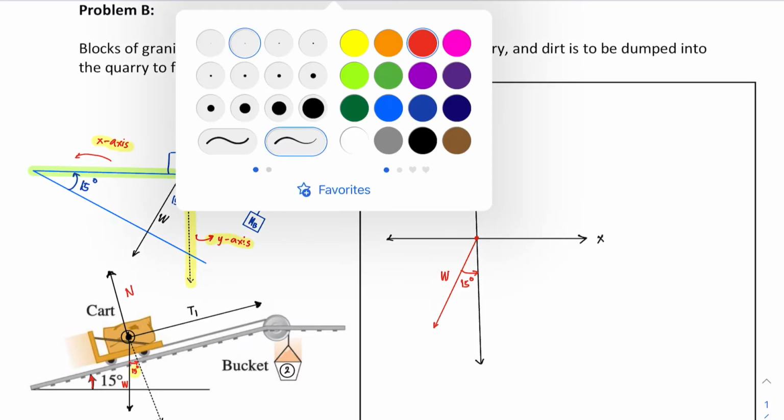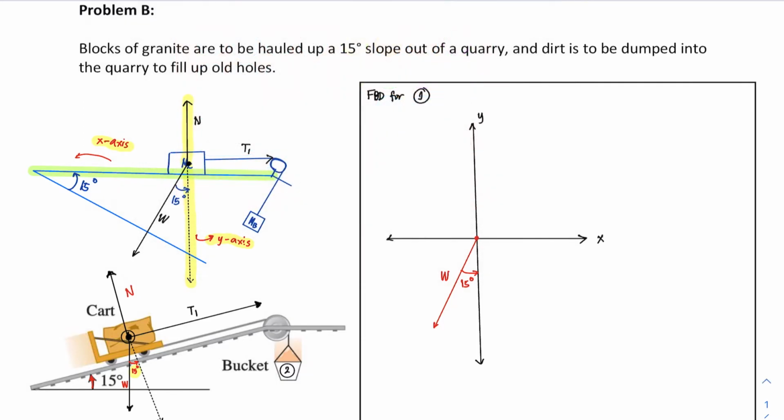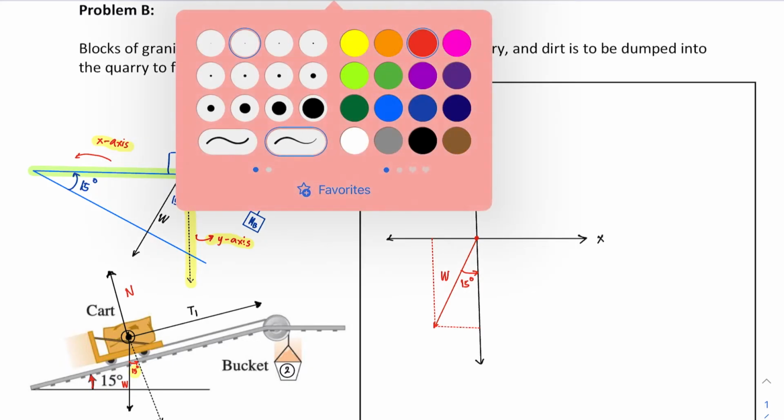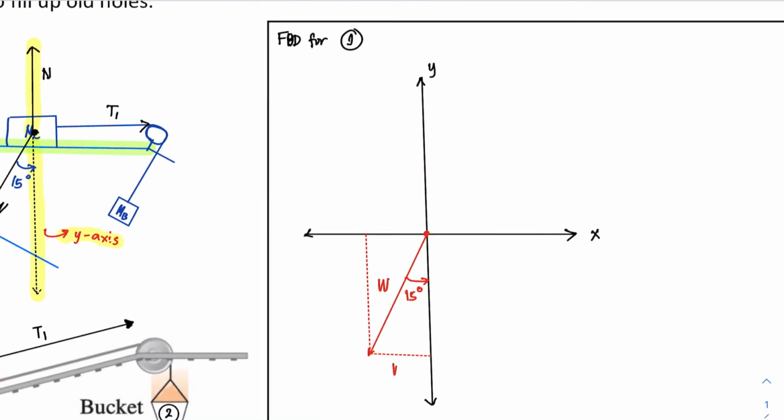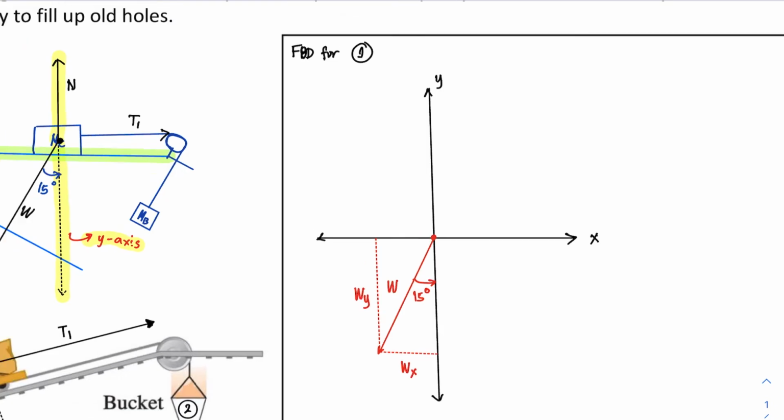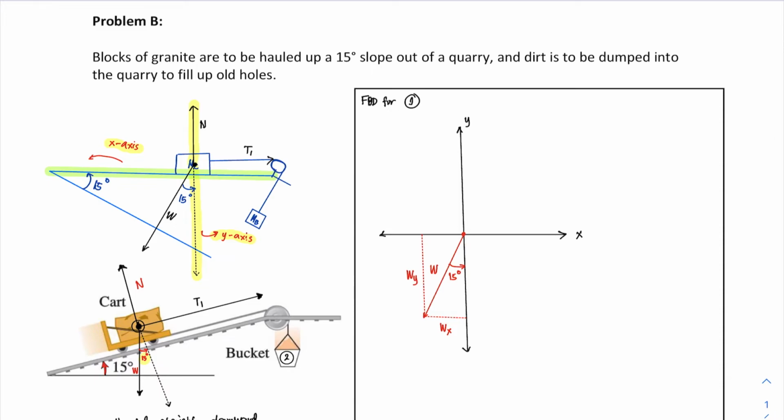Now, of course, since the weight is situated in the third quadrant, it is not lying on your x and y axes, so it has components. So, do not forget to note the components. This will be my w sub x, and this will be my w sub y. So, I am done with weight. I'm just going to remove the color here. Okay, so I'm done with weight.